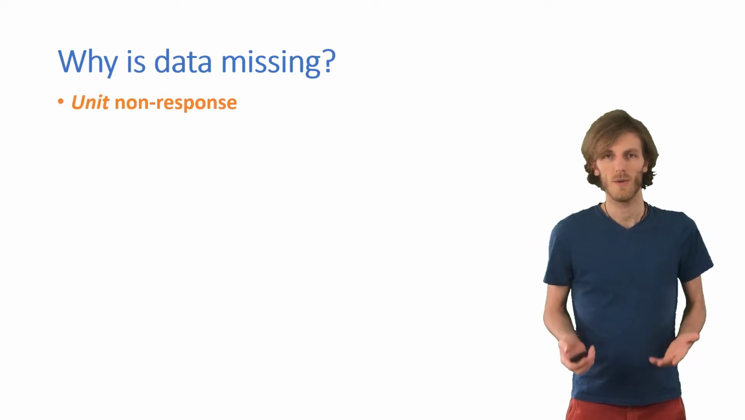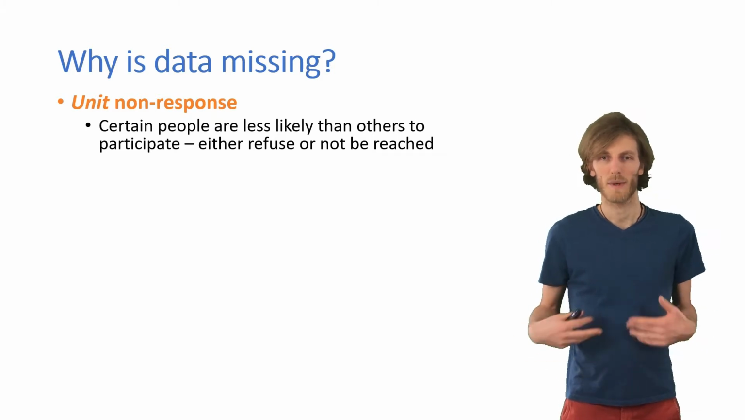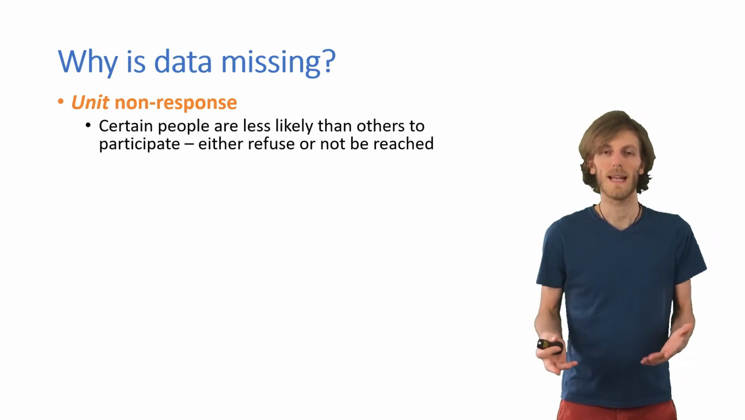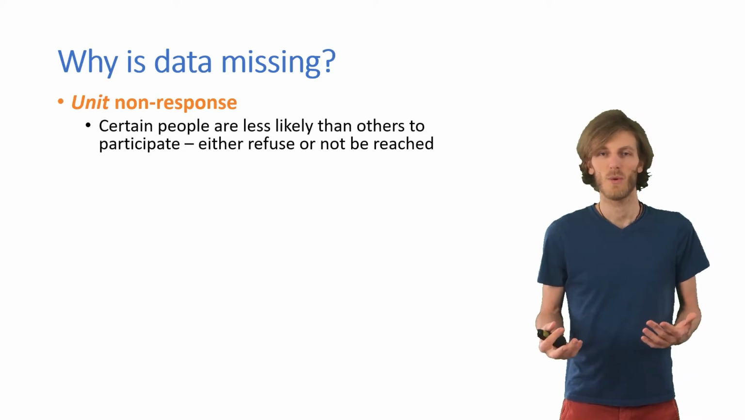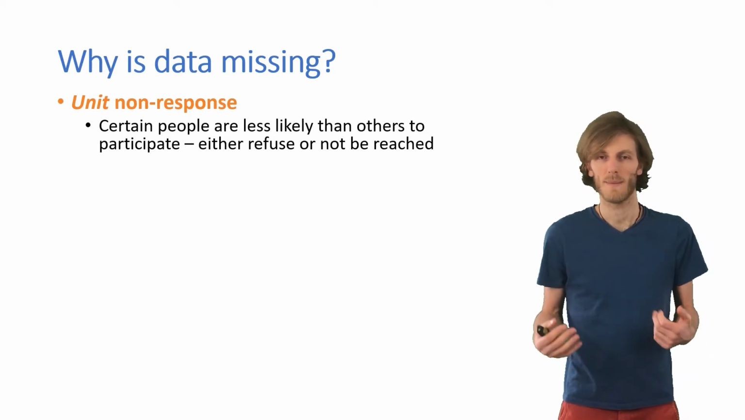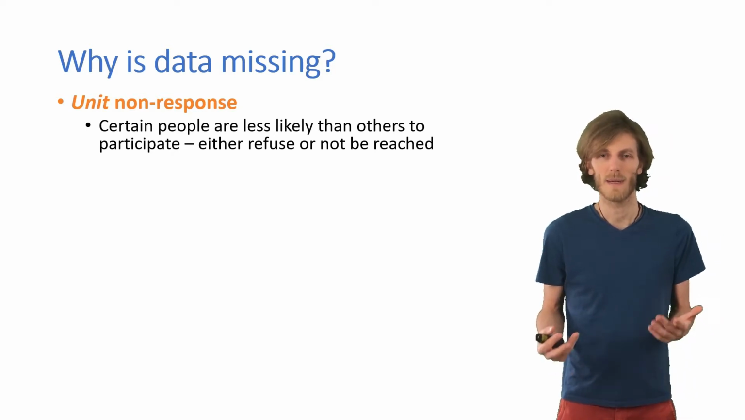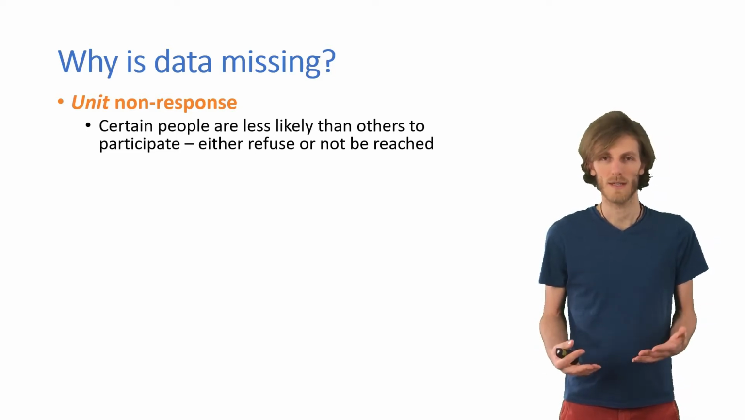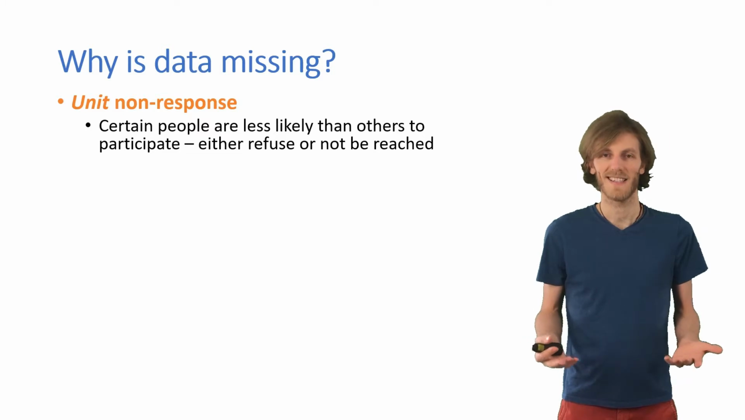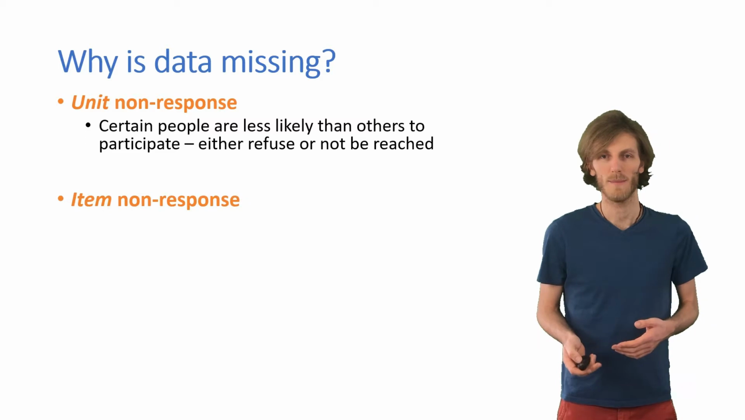The first one is so-called unit non-response. It's quite straightforward. Some people that we would like to involve in our research might just be less likely to participate than others. A classical example in survey research is that people who have more time on their hands, who might be unemployed or retired, are more likely to participate than someone who has a very busy, stressful life. In that case, we would have unit non-response in the sense that younger, employed people might be less likely to participate, which might become a problem.